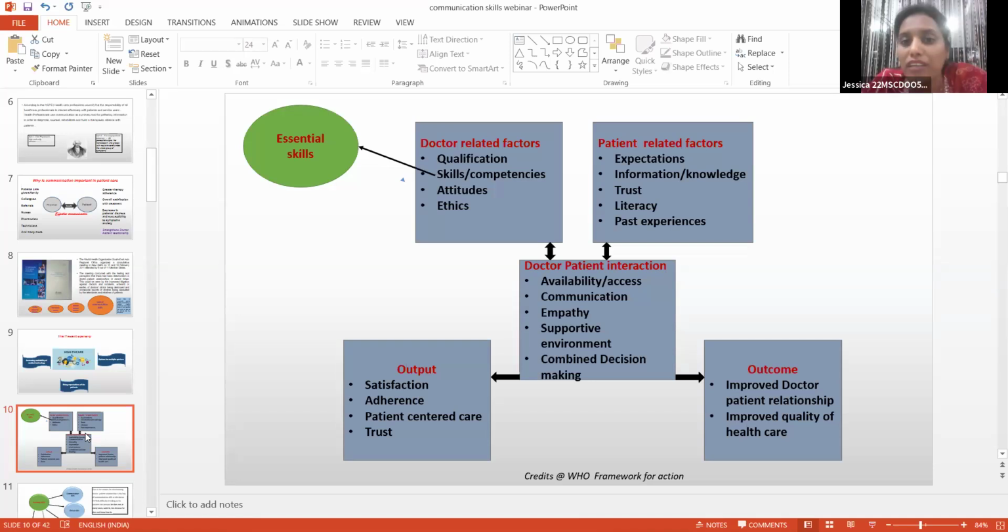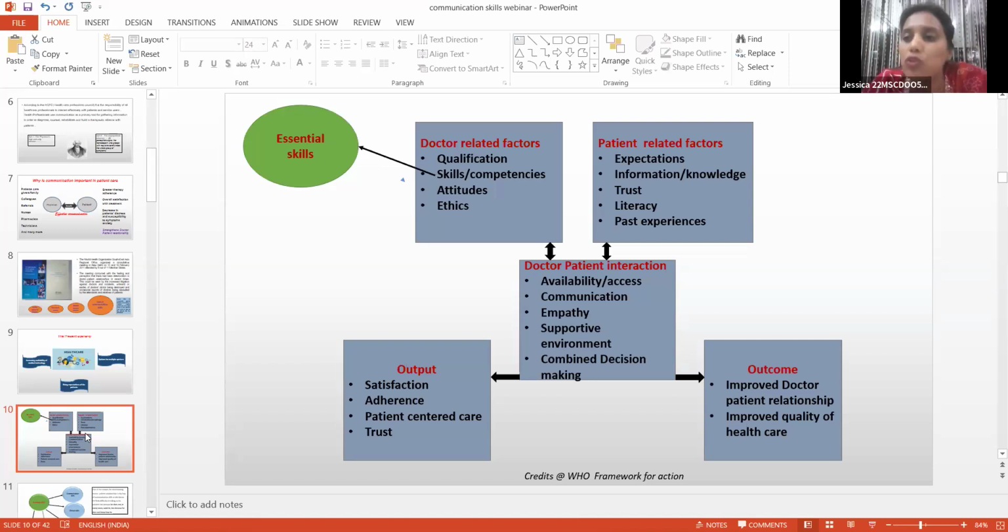And the patient-related factors are expectations from the doctor. They are already informed and knowledgeable about their problems. The trust factor, the literacy of the patients, and their past experience play a lot of role during the patient-doctor interaction. The past experience could be a good experience or a bad experience. Now, this patient-doctor interaction again depends upon the availability and access to medical care, communication, empathy, supportive environment, and combined decision making.